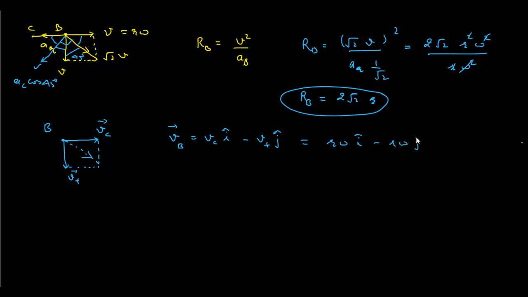Clear? And the acceleration of point B is the vector sum of all the three accelerations. Acceleration of center of mass, that is AC i cap, minus the radial acceleration. Now that radial acceleration is acting toward the center in the negative x direction, so this is the direction of the radial acceleration, and the direction of the acceleration of the center of mass is along positive x, and the direction of the tangential acceleration is along negative y direction.